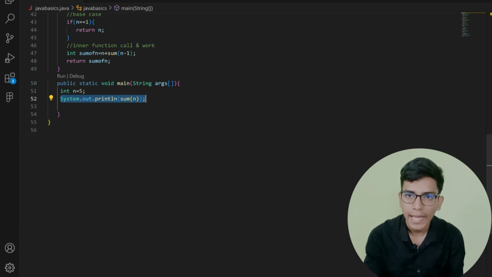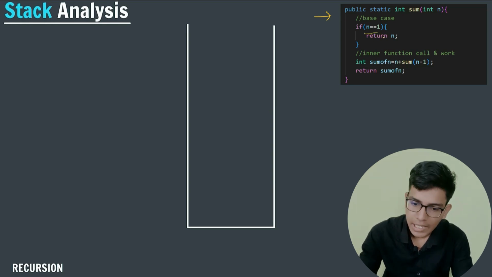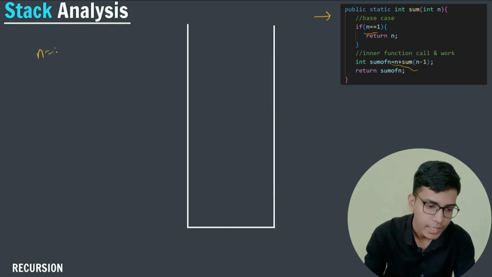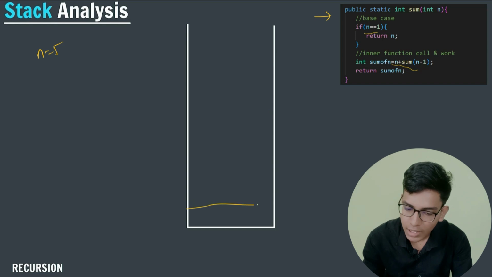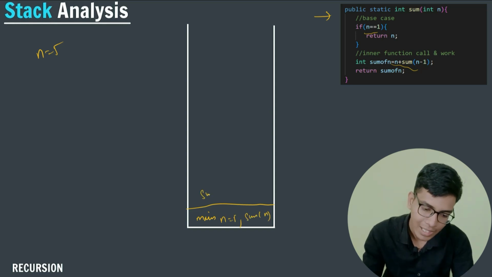Now let us do a stack analysis for this. Consider this is our code for calculating sum of n natural numbers. This is the base case: if n becomes 1, then return the n value, and this is my inner function calling and my work, and finally I am returning the sum of n value, right? Let us consider that n is equal to 5. First of all, the initial control will be in my main program. Here n is equal to 5, and I am calling my sum of n. Here the n value is 5, so one function will get called, right?